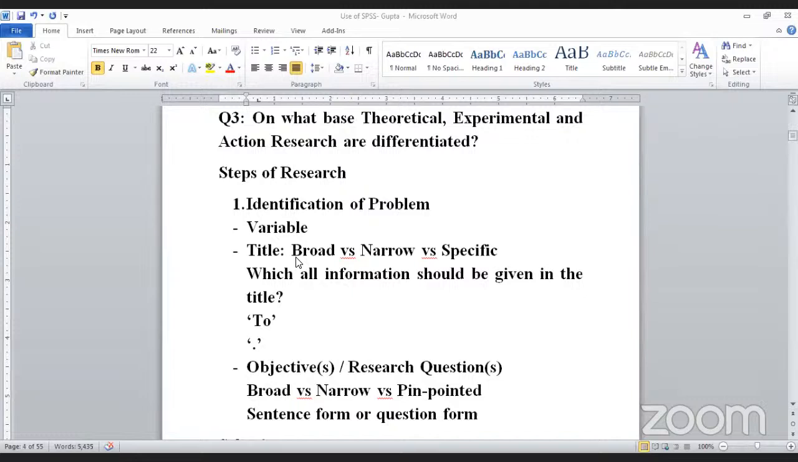Now, for one title, how many objectives can you write? For one title, how many objectives can be written? If you have one title, how many objectives can one write? Not minimum, how many? Now, if you have to write many objectives from the one title, then you tell me, should your title be narrow or should your title be specific?